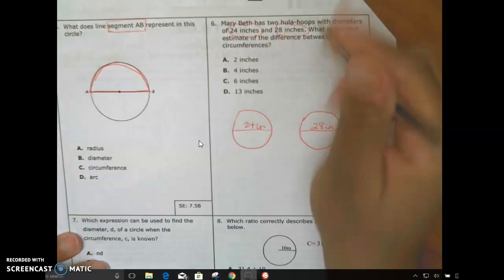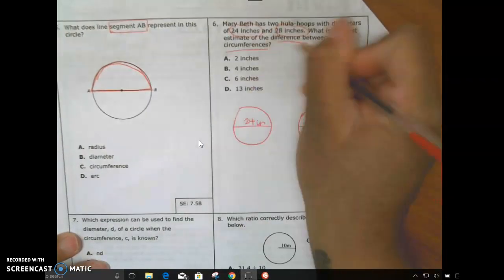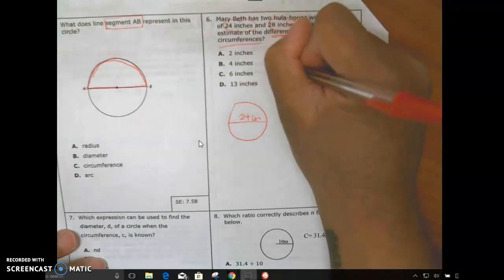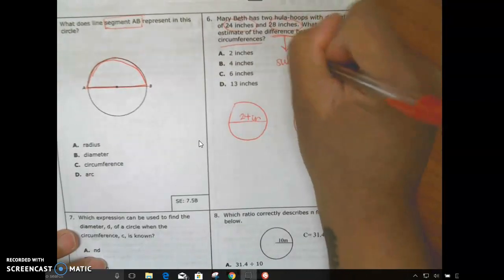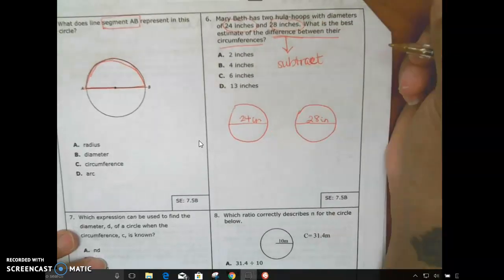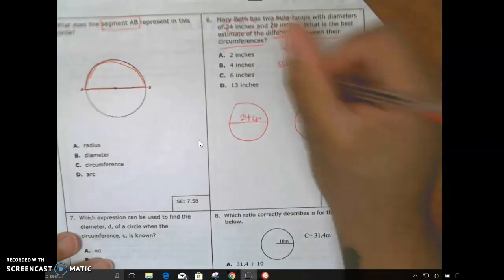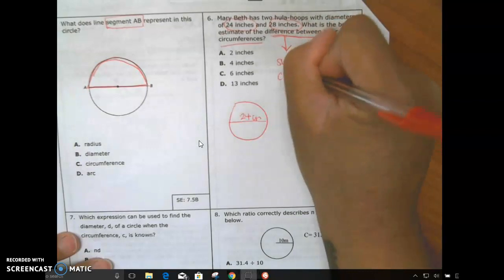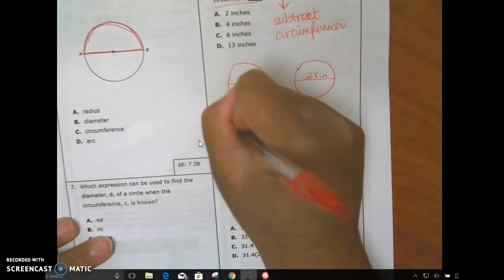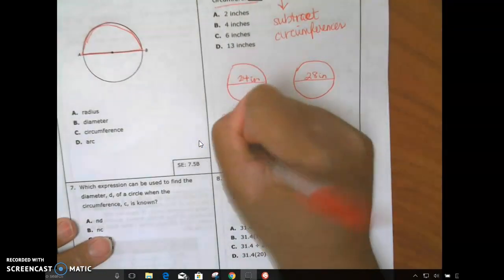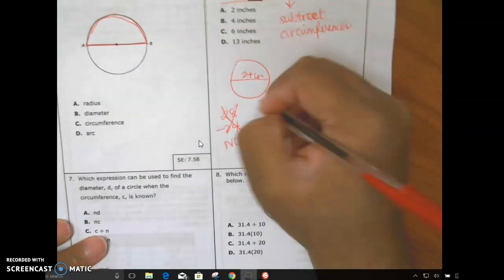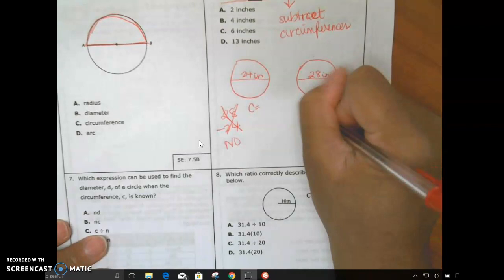What is the best estimate of the difference between their circumferences? Difference means I have to do what? Subtract their what? Subtract circumferences. If you do 28 minus 24, you're going to get it wrong. Okay? You have to find circumference over here and circumference over here.